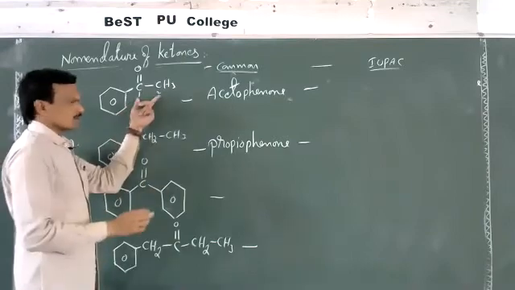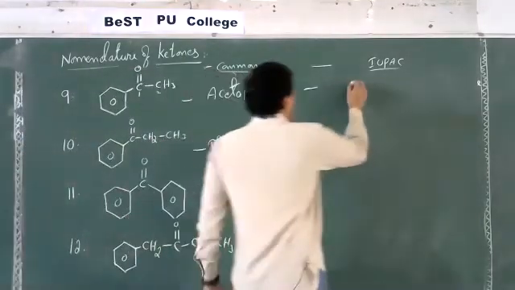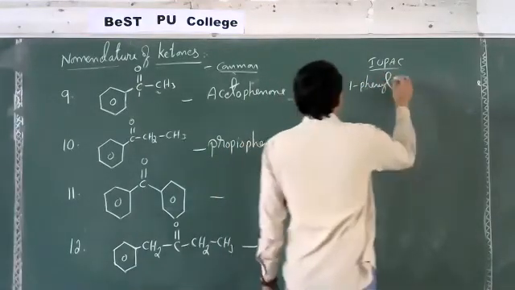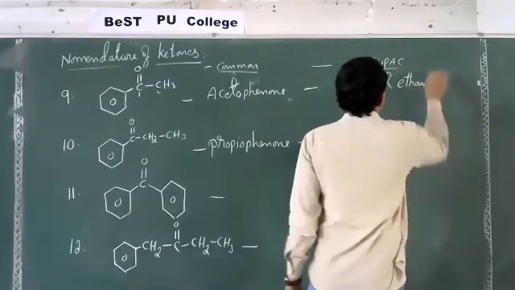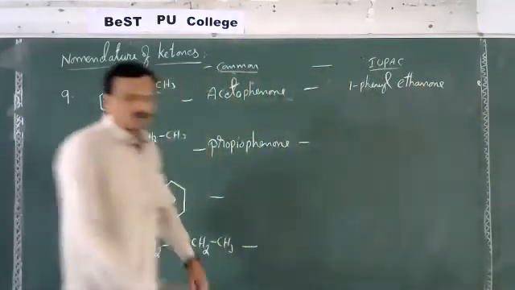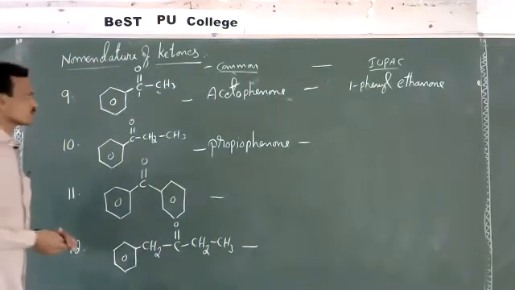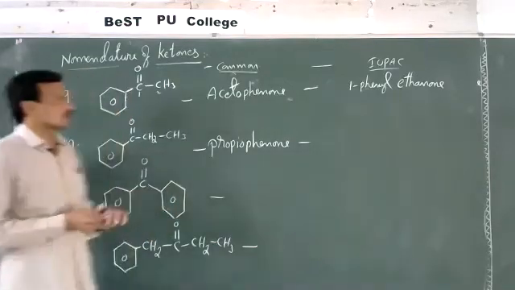Ethanone. At the first position, what is there? Phenyl. So now it is written as 1-phenyl ethanone. The number before "one" we are not representing, which means it is at the first position only. So 1-phenyl ethanone is the IUPAC name.